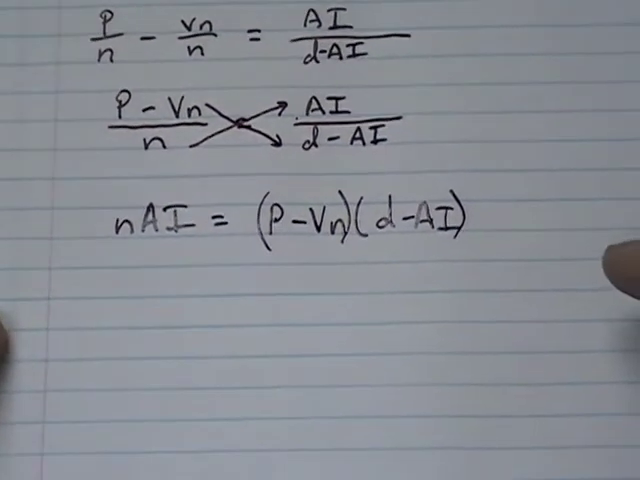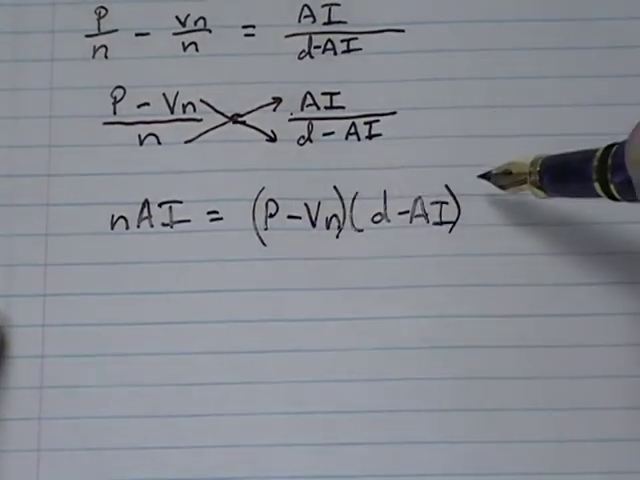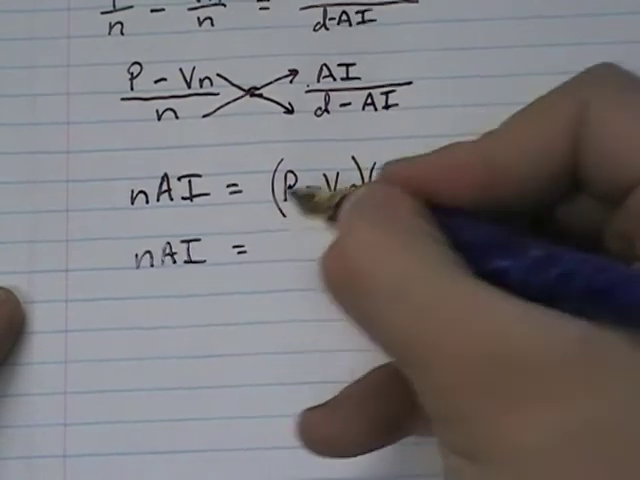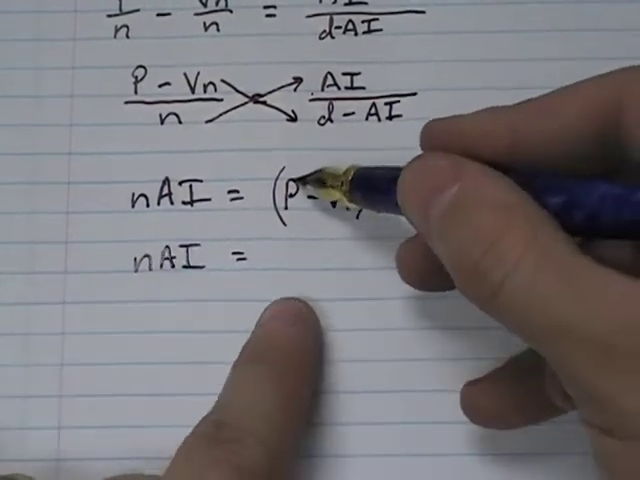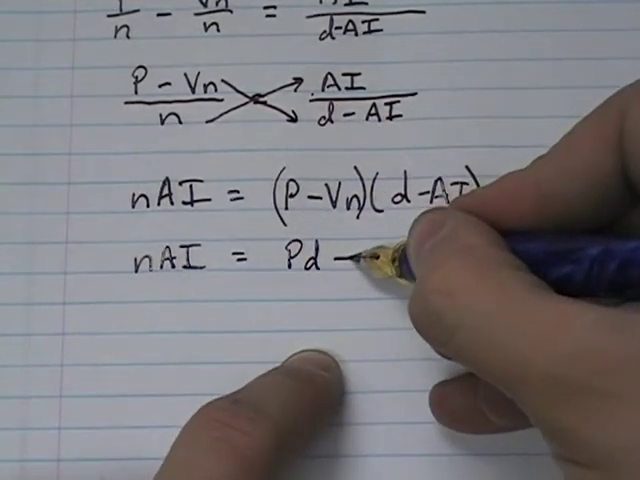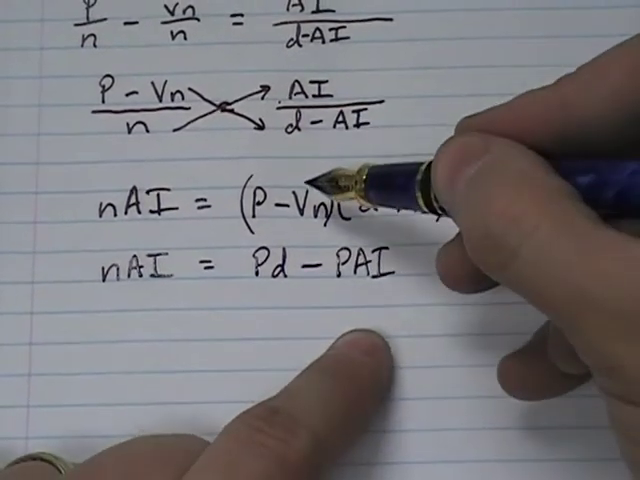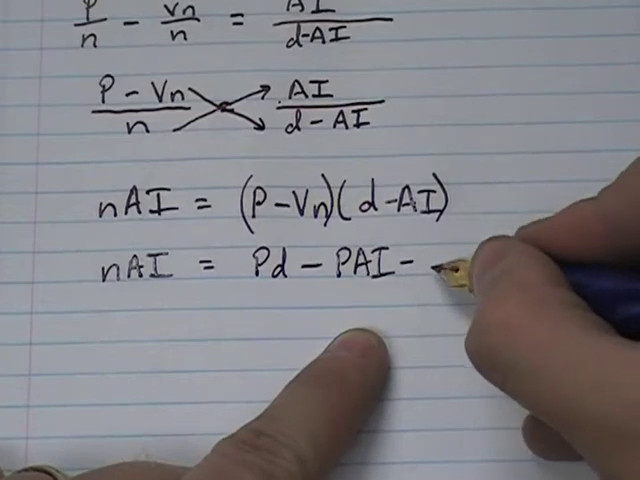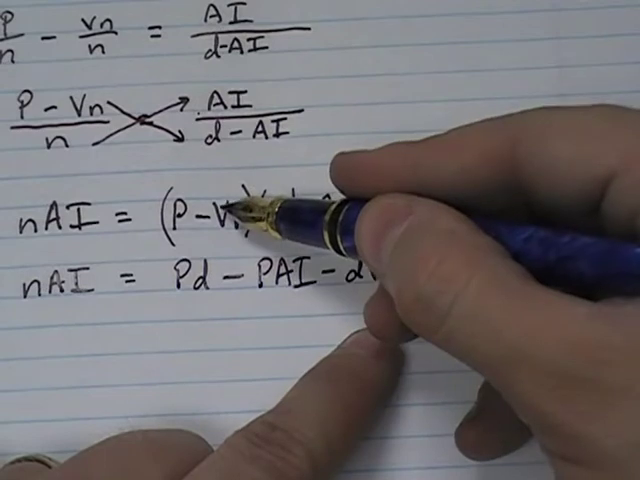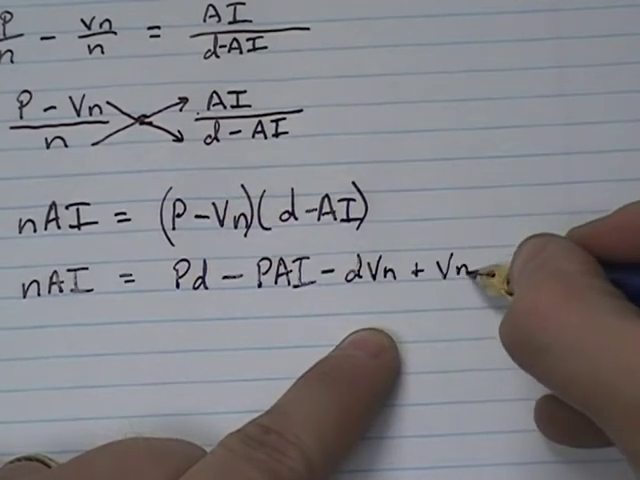Okay, so now we've got this. We're going to need to multiply here. Okay, so if we multiply that, P times D, real simple, PD. P times negative AI is negative PAI. Negative Vn times D is negative DVN. And negative Vn times negative AI is positive VNAI.